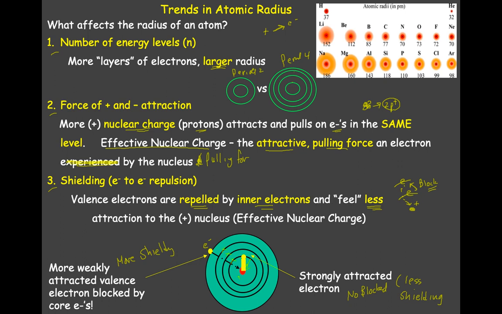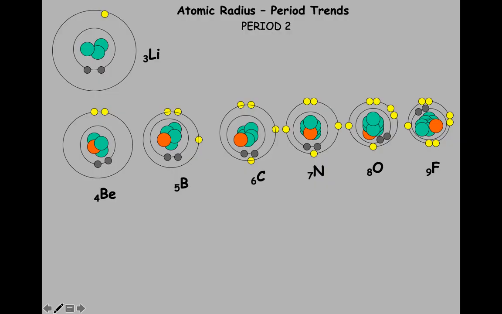So to review really quickly, what affects the radius? The number of energy levels, how many energy levels you have. If you have more energy levels, you have a larger atom, just like an onion. A bigger onion has more layers in it than a smaller onion. All right, force of attraction, okay, how strong is that nucleus? Is it pulling on the electrons a lot and pulling that radius in? Or is it less attraction and allowing those electrons to expand? And then shielding, how well do other electrons shield other electrons? All of this will set the radius, all right?